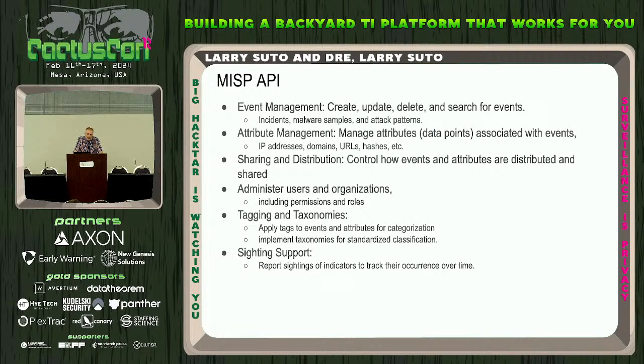So basically, how do you get at the events programmatically? There's the MISP API, and pretty much anything that MISP provides, you can program with the MISP API. So you can do anything you want with events. You can do anything you want with attributes. You can set up sharing and distribution with the API. You can administer users and organizations. You can tag stuff. You can search taxonomies, and you can manage sightings. Like if there's a sighting attribute within the event, if the event's been sighted, that's all programmable by the API.